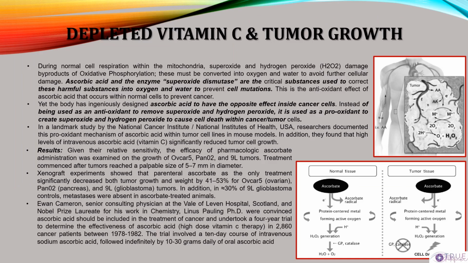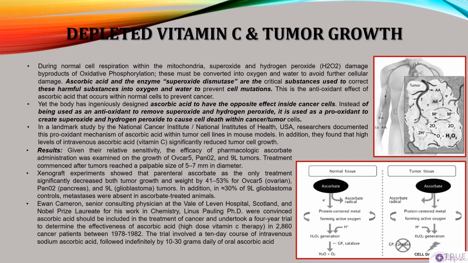Why was Dr. Hoffer able to help the cancer patients not only with niacin but also with high doses of vitamin C? Well, during normal cell respiration within the mitochondria, superoxide and hydrogen peroxide are damaging byproducts of oxidative phosphorylation, and these must be converted into oxygen and water to avoid further cellular damage. Ascorbic acid, so vitamin C, and the enzyme superoxide dismutase are the critical substances used to convert these harmful substances into oxygen and water to prevent cell mutations. This is the antioxidant effect of ascorbic acid that occurs within normal cells to prevent cancer.